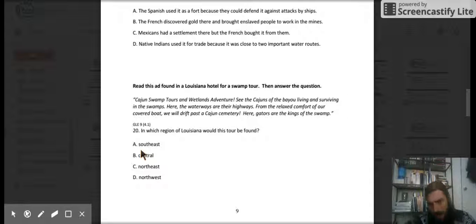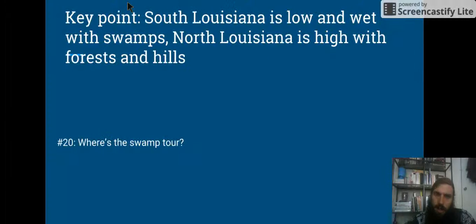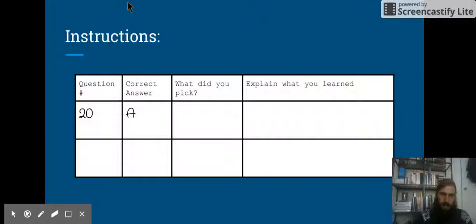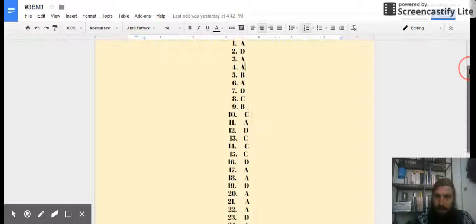Now you must be thinking, how am I going to correct this to get those points back? Well, that's what I'm going to show you now. You have a chart that looks like this, and you're going to put the number that you're correcting, say number 20, and you're going to put the correct answer. Now, where are you going to get the correct answer? Well, on your playlist, you're linked to a classified document. That classified document is the 3rd grade benchmark answer key. That is going to give you all of the answers to your questions.